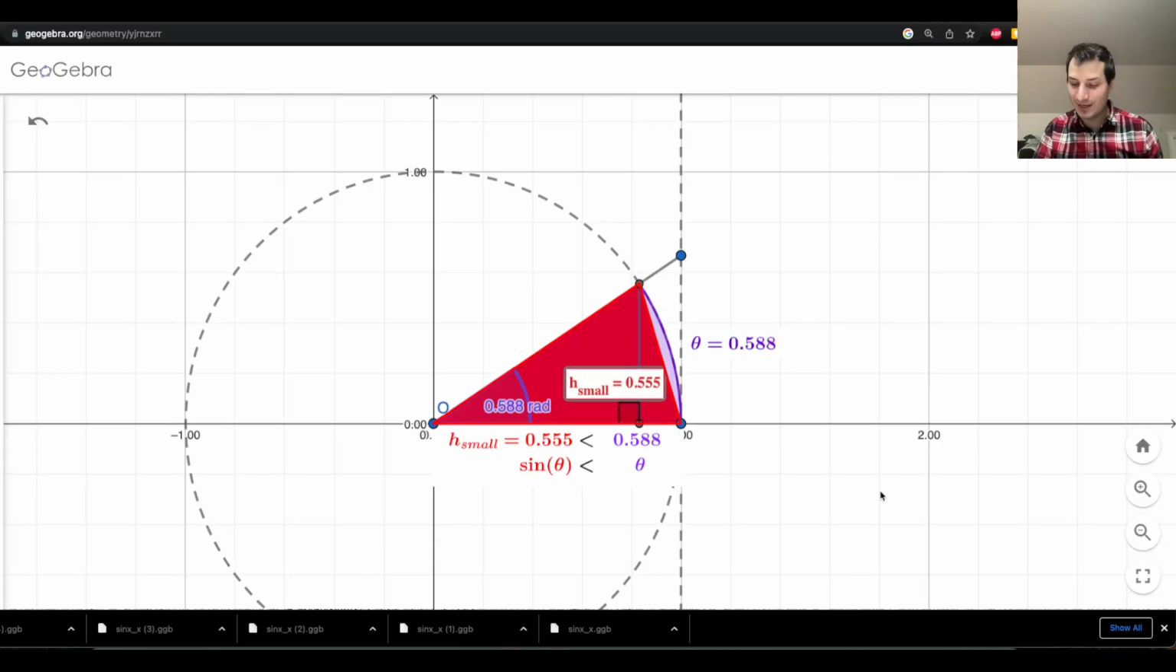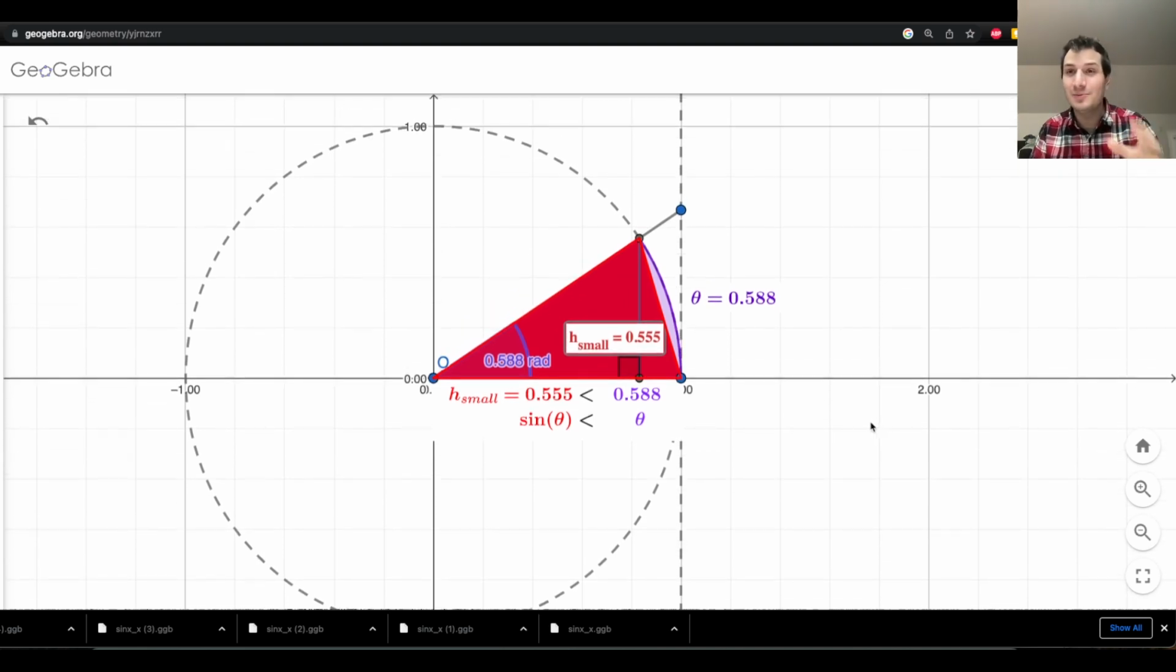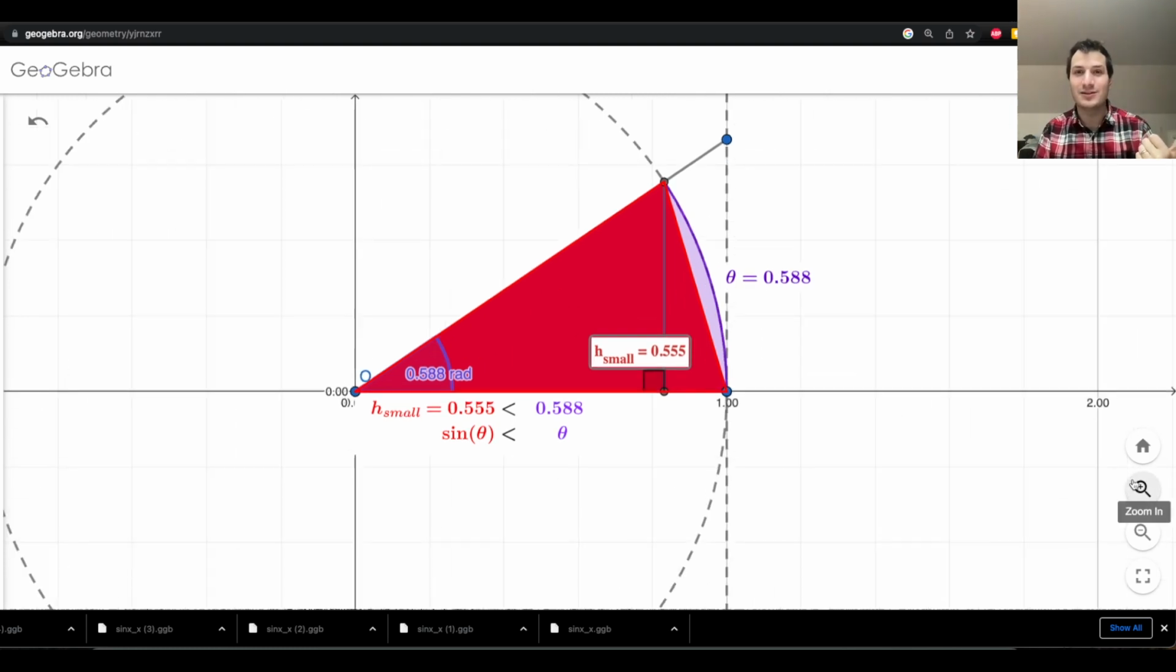We're going to start with a circle. So here is a circle. And we're going to make some angles in the circle, and we're going to make some triangles in the circle. And by looking carefully at these angles and triangles, it's going to explain to us why it is true that the sine of theta is approximately theta.